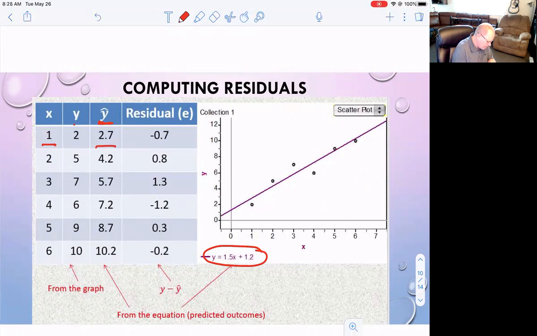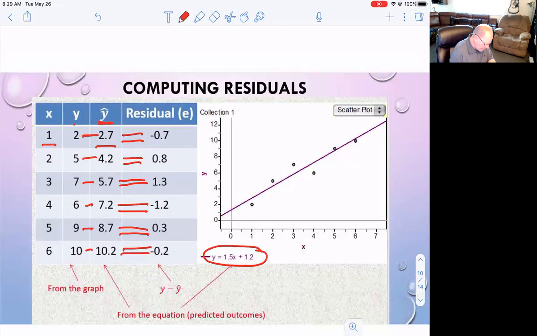Okay, so the residual value, we take the observed value and we subtract the predicted value, and that equals our residual value. The observed value minus our predicted value equals our residual value.